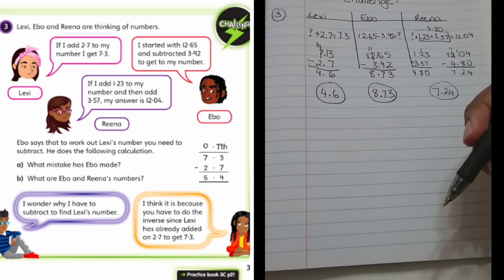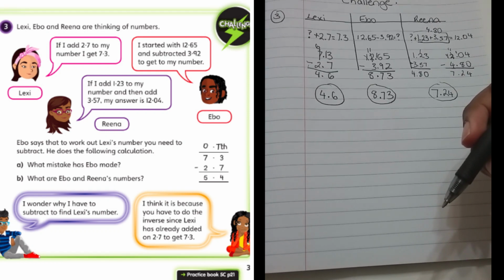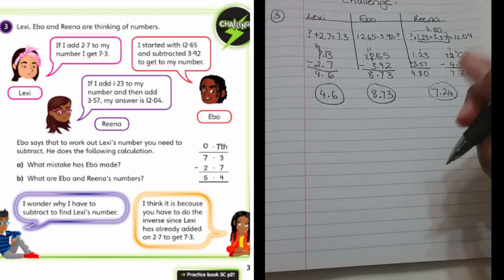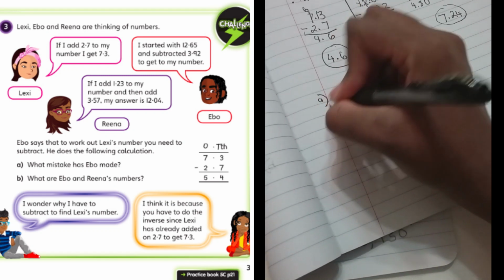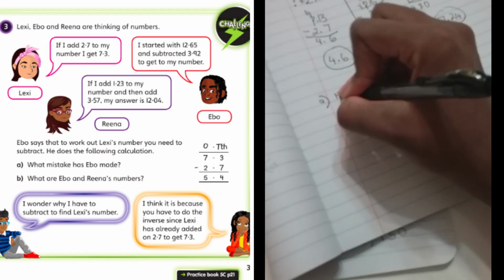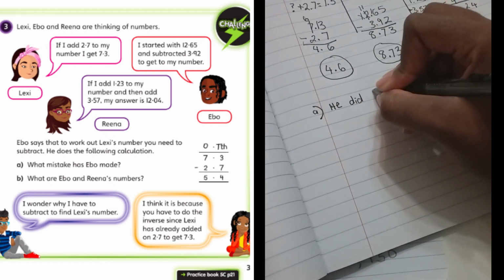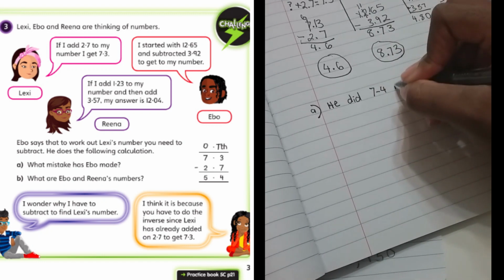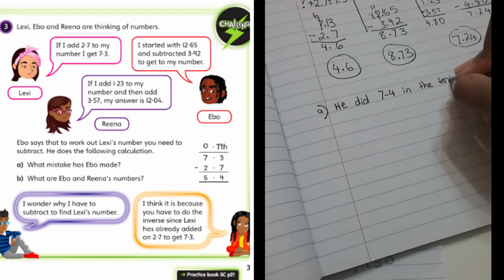When I look at it, I can see his 10th place is where he went wrong. Do you see what he did? It says 3 take away 7, but he put 4. To get a 4, he must have done 7 take away 3. So, for my answer to what mistake has Ebo made, he did 7 minus 4 in the 10th place.